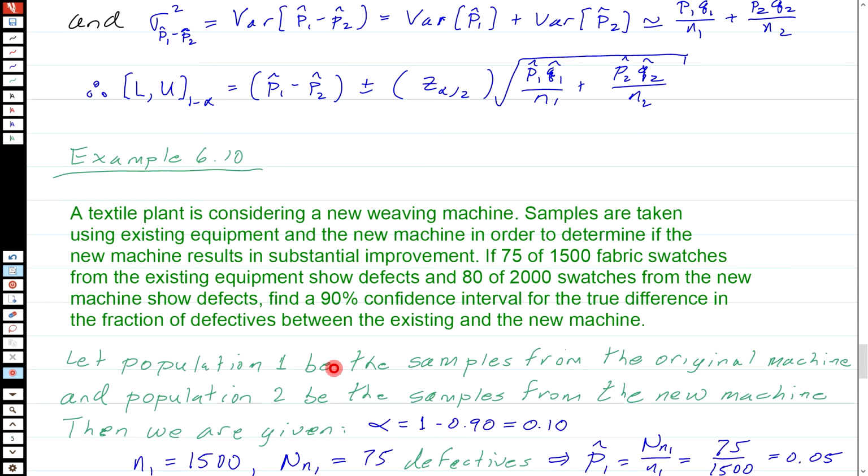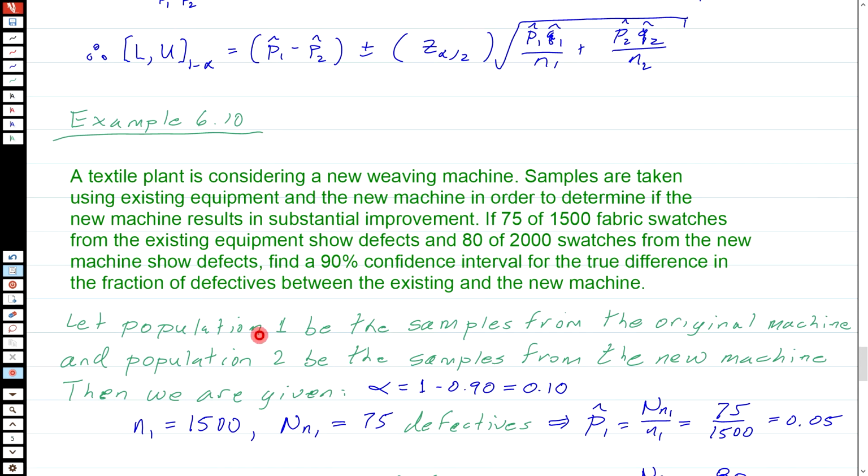Okay, so the example is: a textile plant is considering a new weaving machine. Samples are taken using the existing equipment and the new machine in order to determine if the new machine results in substantial improvements. If 75 of 1,500 fabric swatches from the existing equipment show defects and 80 of 2,000 swatches from the new machine show defects, find a 90% confidence interval for the true difference in the fraction of defectives between the existing and the new machine.